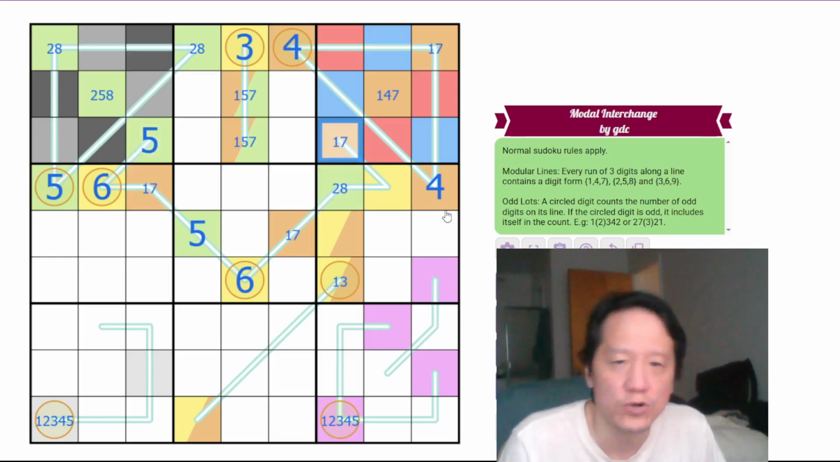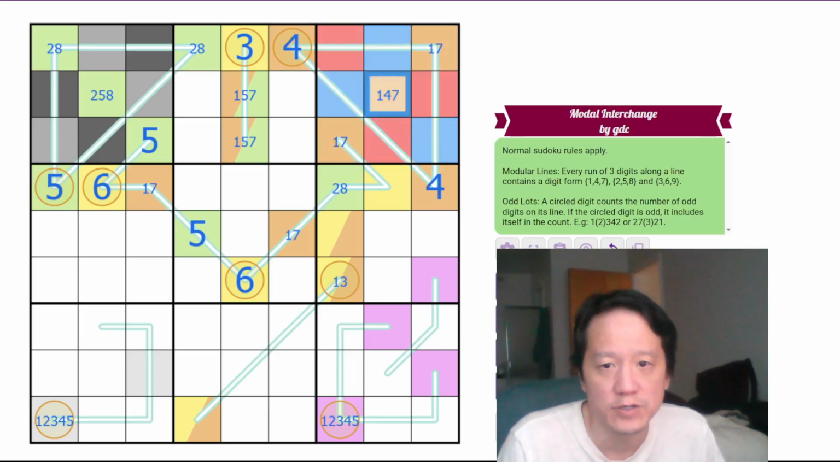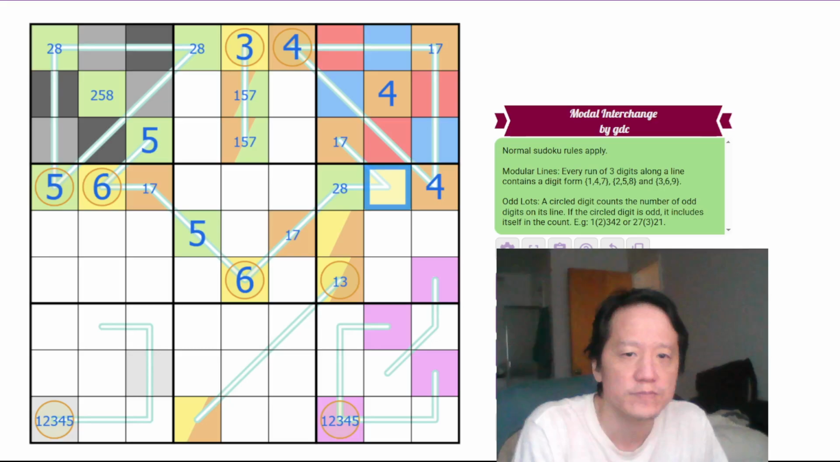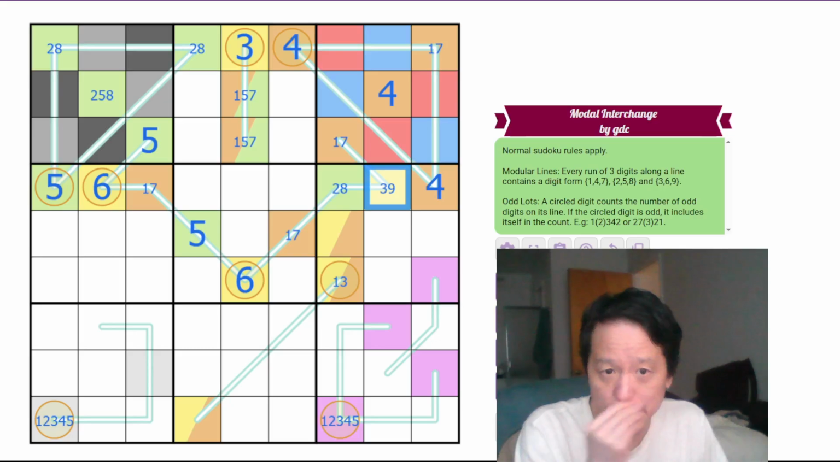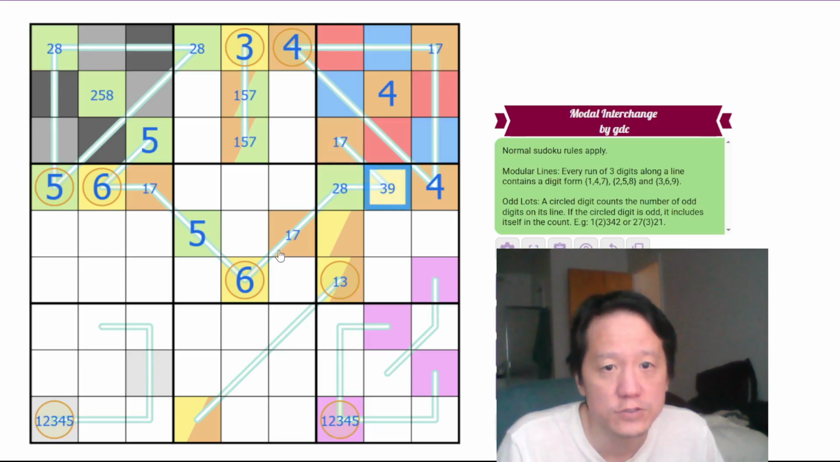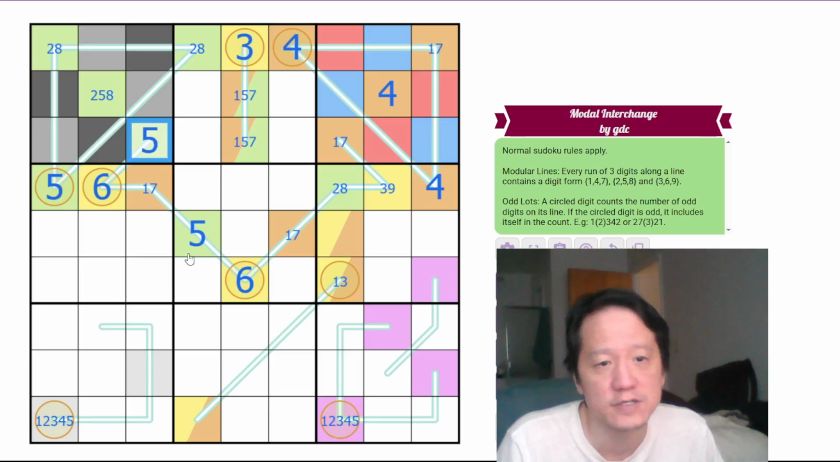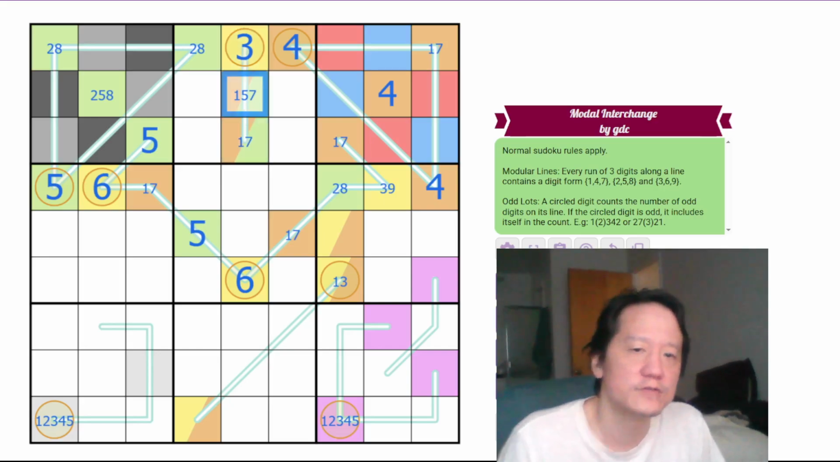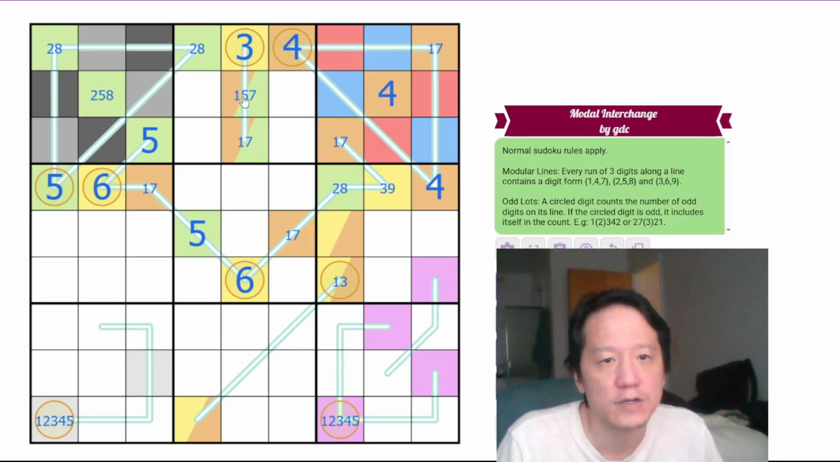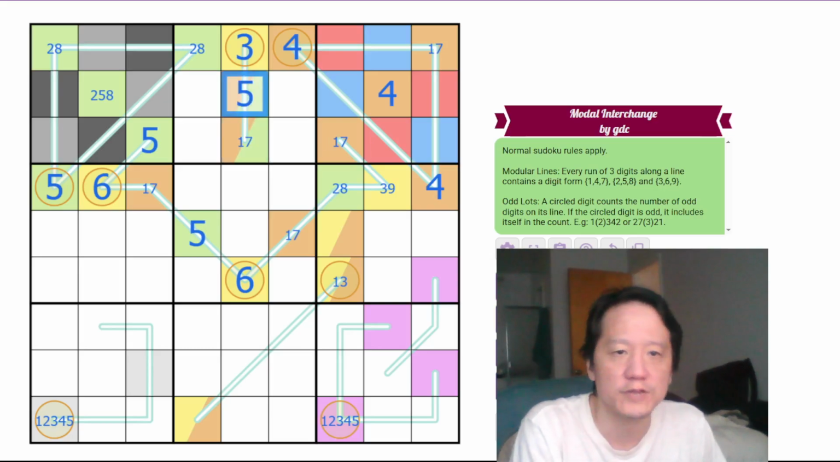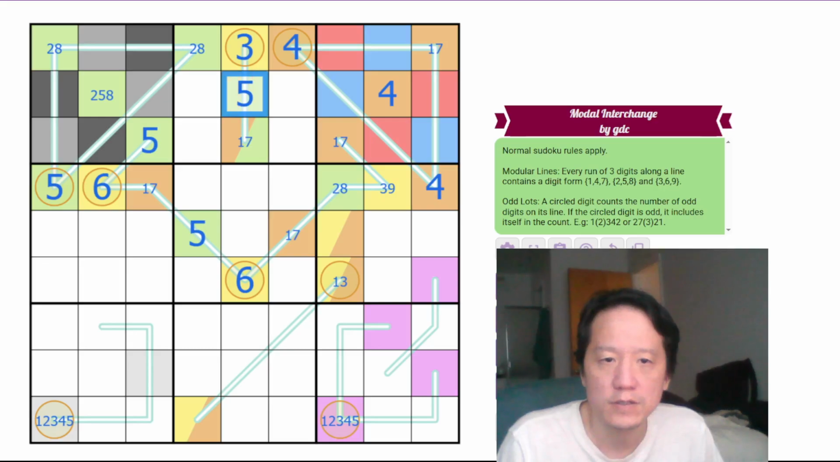Where's the 4 in this box? It must be here. So this is 4. This has to be 3 or 9 here. So we have 1, 2, 3, 4, 5, 6 odd digits on the line. This can't be 5, so this must be then the 5 here. And this is green. So this is green. This cannot be green. This is orange.